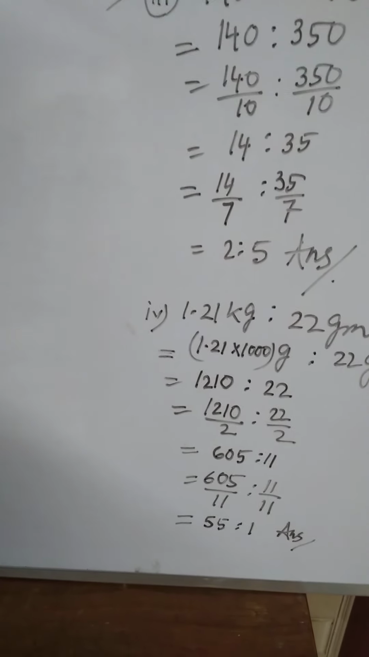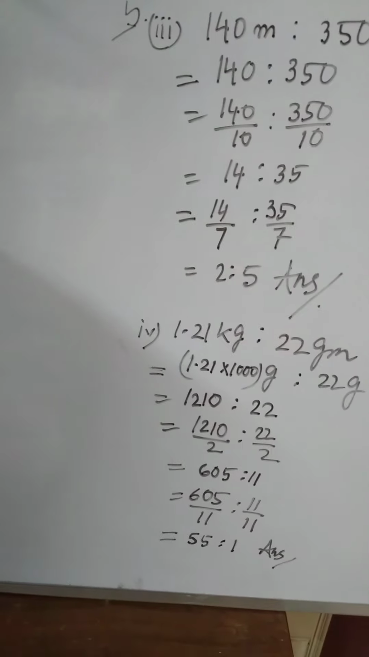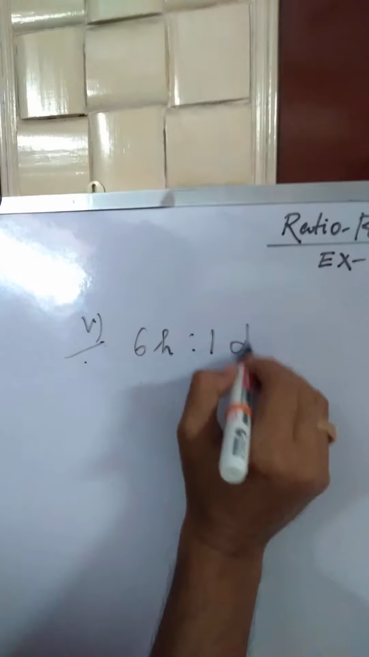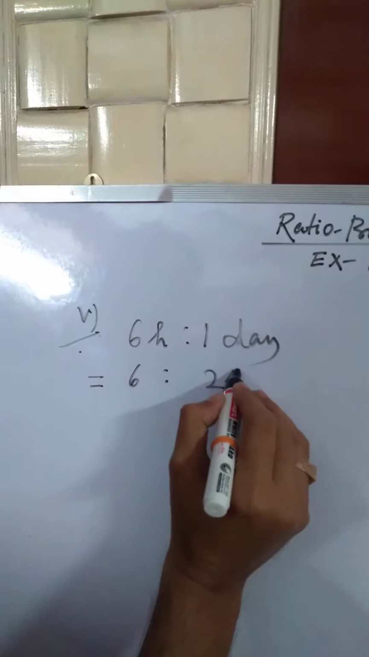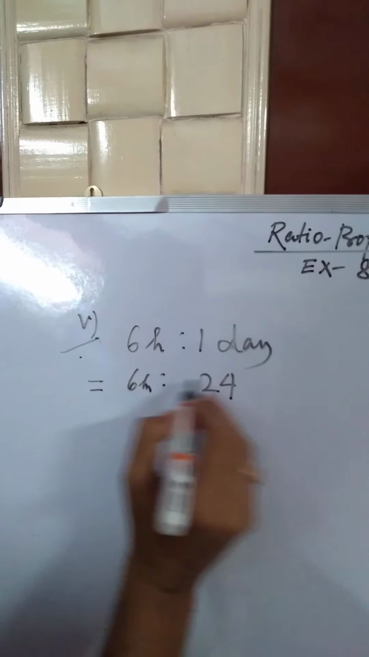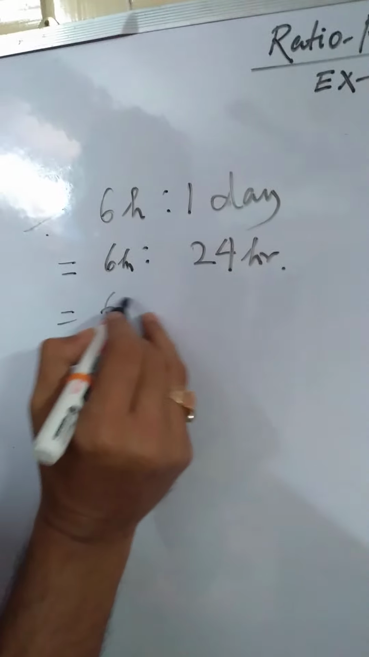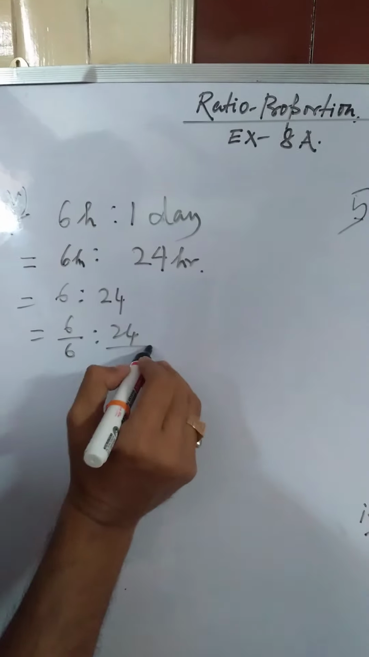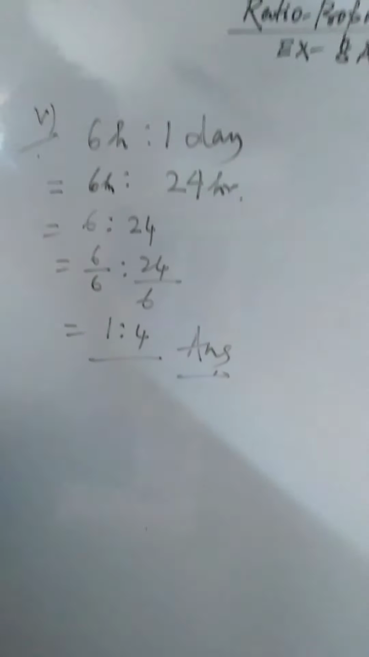Okay. Let's do another one. Say the question number Roman 5. It comes 6 hours is to 1 day. So 6 hours. 1 day means 24 hours. Okay, 6 hours and 24 hours, because 1 day you have to convert to the same unit like this. So it comes 6 is to 24. Now 6 divided by 6, 24 divided by 6. So it comes 1 is to 4. So 6 hours is to 1 day gives you the result 1 is to 4.